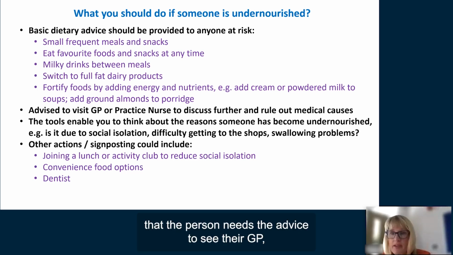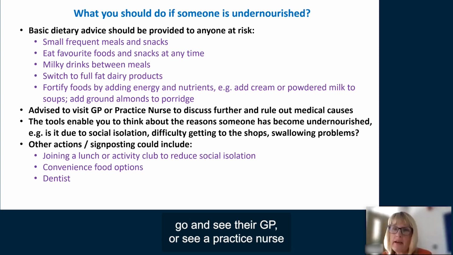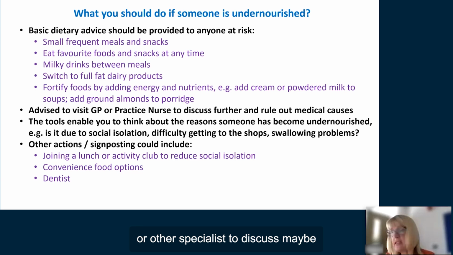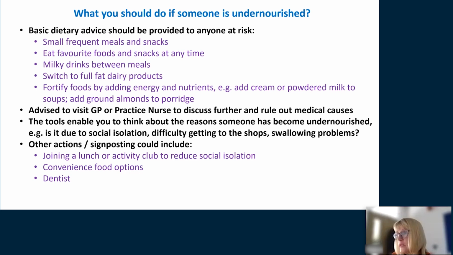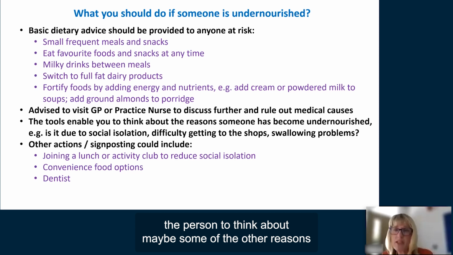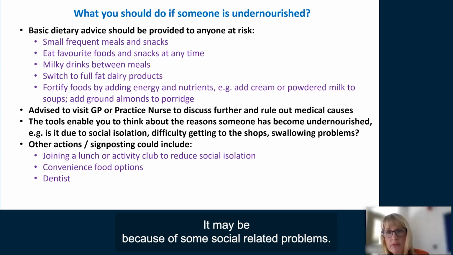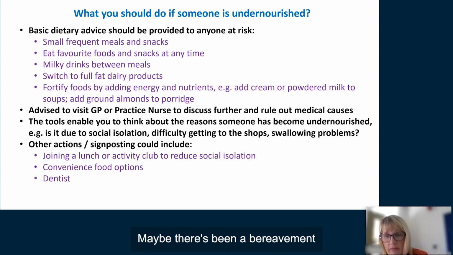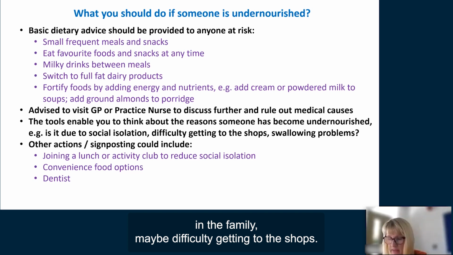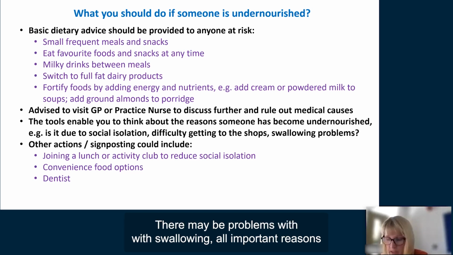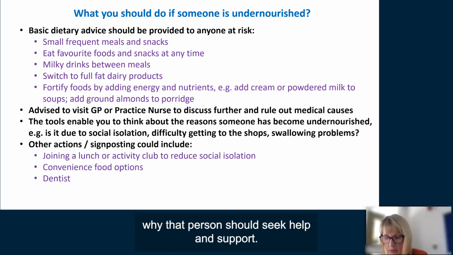Alternatively, it may be that the person needs advice to go and see their GP, or see a practice nurse or another specialist to discuss maybe some medically related condition. The tools also enable the person to think about maybe some of the other reasons why the person may be undernourished. It may be because of some social related problems. Maybe there's been a bereavement in the family. There may be difficulty getting to the shops. There may be problems with swallowing. All important reasons why that person should seek help and support.